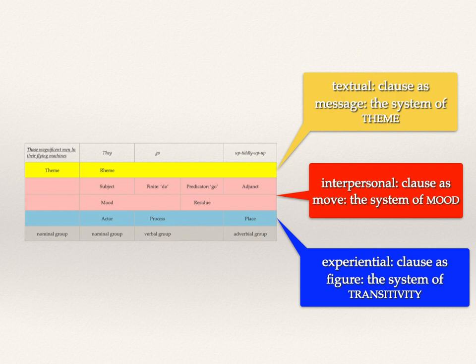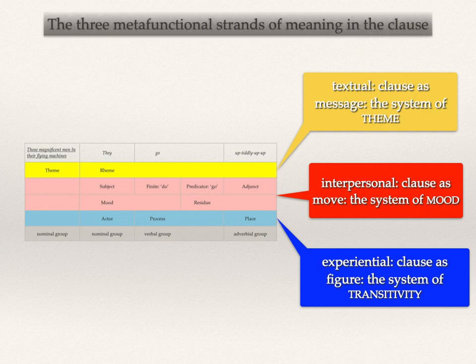So as we go through this semester together, we'll be looking at first the textual resources, the clause as a message, then the interpersonal resources, the clause as a move, and finally the experiential resources, the clause as a figure. And after that, we can begin to ask how clauses are combined through logical semantic relations. And that would be a logical function, linking clauses together into chains of clauses or clause complexes. But these three in the internal organization of a clause, textual, interpersonal, experiential, they represent the three metafunctional strands of meaning in the clause.